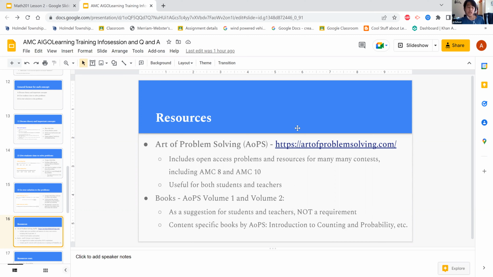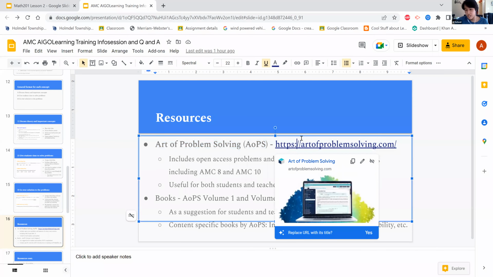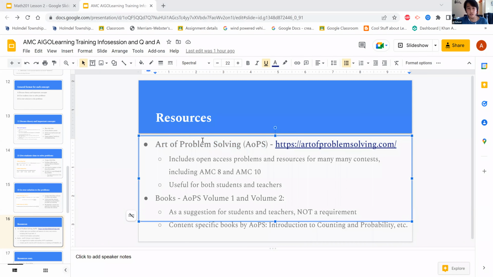And there are also some recommended books which you can use and pull problems from, which is AoPS volume 1 and volume 2. And obviously this is not a requirement, but this is just a suggestion. There are also other content-specific books by AoPS as well, like Introduction to Counting and Probability. But if you don't want to pay for these books, just settle for the website. That's honestly good enough. It's got everything on there. So it's got a wiki page for different concepts as well. It's pretty much the best source out there for competition mathematics and resources.